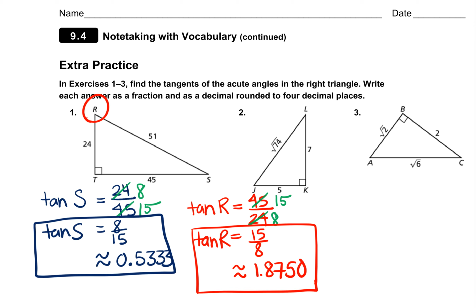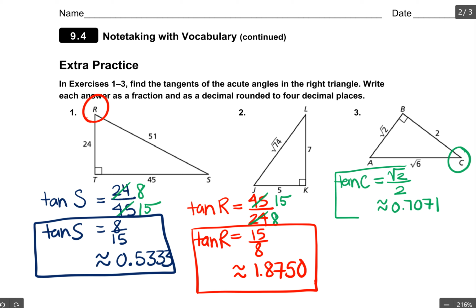All right, let's go ahead and do example number 3. We're going to skip number 2, so don't worry about that one. So example number 3, let's do angle C first. The tangent of C is equal to the opposite side, square root of 2, divided by the adjacent side. This is the hypotenuse, so we don't want that, we want the 2. So square root of 2 divided by 2. That does not simplify, but we can calculate that on our calculator, and that is approximately 0.7071.